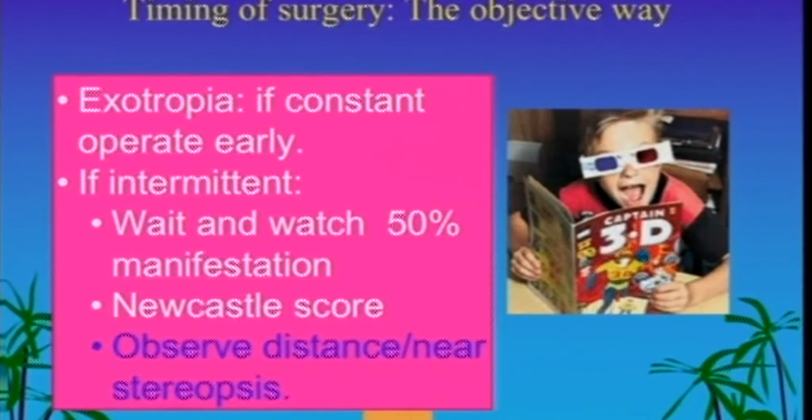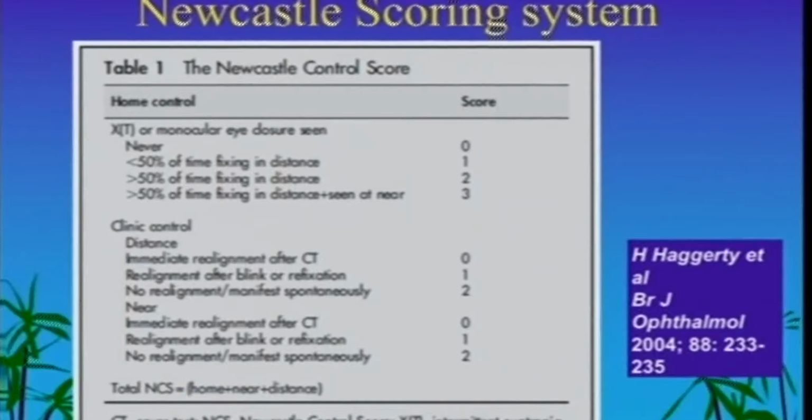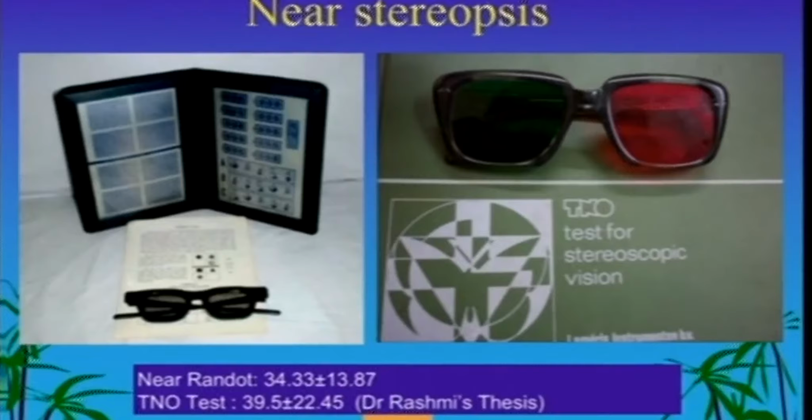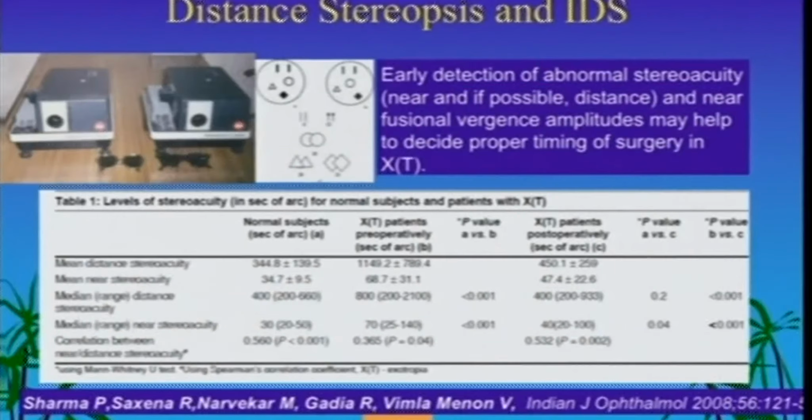Timing for surgery is important in intermittent exotropia. We usually say that if it is manifesting more than 50% of the time, we need to intervene. If the Newcastle score is possible, that means we are dealing with slightly older children, and if we can do the stereopsis, still better. The Newcastle score, most of you must be aware, is the way we can grade the amount of control they have. The near stereopsis by the TNO test or the Randot test can help us see how much damage the exotropia has done.